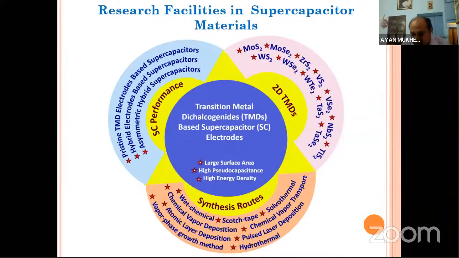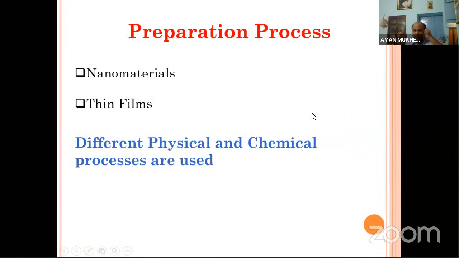So what do we have to do? We have to give a lot of funding and a lot of concentration to supercapacitor research. First, we have to choose different types of nanomaterials or different types of material.